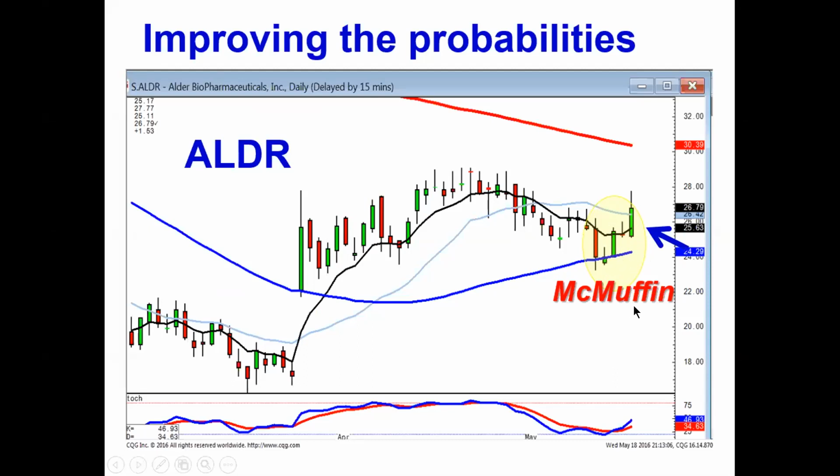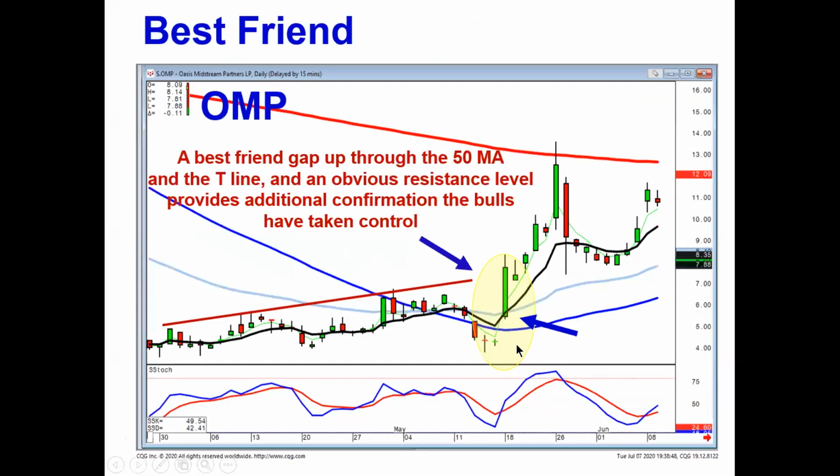So when you have the combination of a morning star signal where you expect more upside, and you have a doji sandwich, where the expectations are more upside, when you combine that morning sandwich or your McMuffin, you've got double enhancement as far as the probabilities you're heading up from that point. So again, the more we can add into our analysis, there's our best friend signal in the oversold area, gapping up through the 50, through the T line, and through this perceived resistance level.